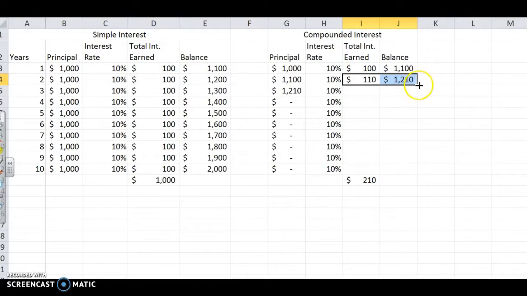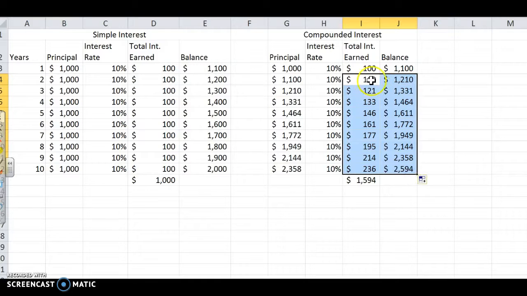So now if I extend this all the way down for the 10 years, you will see that each year the interest earned grows because the principal that it's being calculated on includes prior interest. So we take the ending balance of 1 year and that's what's used for the following year. So in year 3, our ending balance was $1,331. So in year 4, that's what was used for the interest calculation. So you could see in year 4, we earned $133 versus only $100 under simple interest.